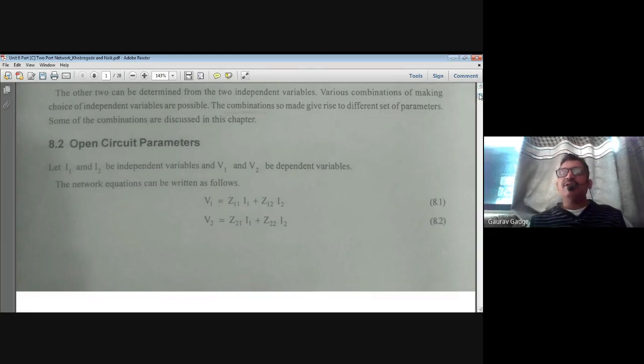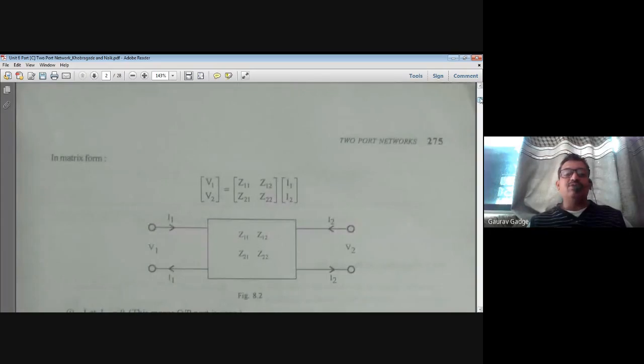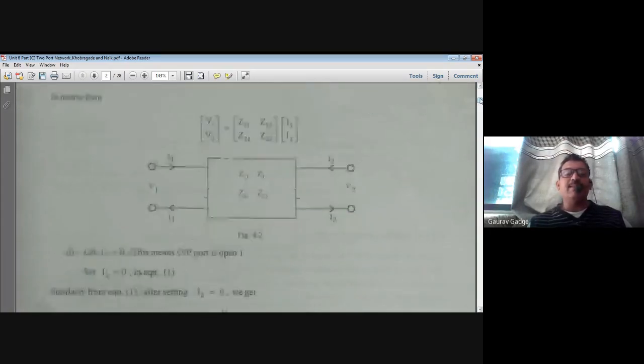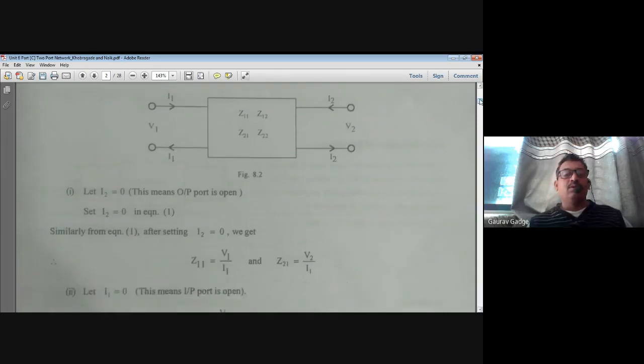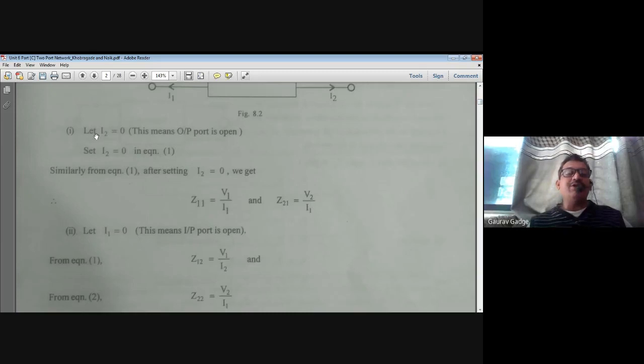These Z11, Z12, Z21 and Z22 can also be written in the matrix form. Okay. So therefore, we have the modified circuit where the impedance parameters are replaced in the two-port network. Now, we are forming the equations for the respective impedance parameters. So let I2 be equal to 0. That means you have to open circuit the output port. As soon as you open circuit the output port, it makes I2 equal to 0. So when I2 is equal to 0, we can write Z11 is equal to V1 upon I1 and Z21 is equal to V2 upon I1.